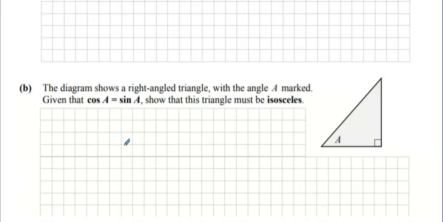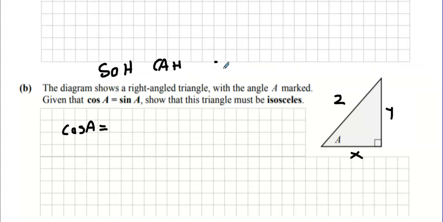Now, the diagram shows a right angle triangle. Angle A is marked. Given that cos A equals sin A, show that this triangle must be isosceles. Okay, I'm going to make up 3 lengths, x, y, and z. Okay, I'm going to write down that cos A is adjacent over, so SOHCAHTOA.